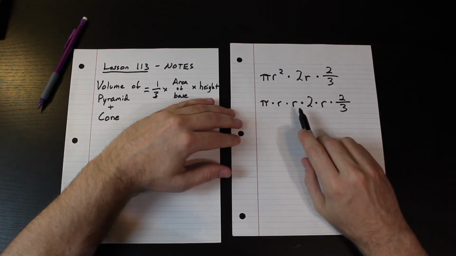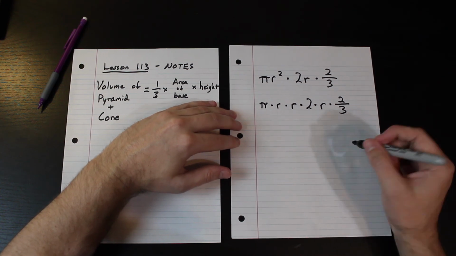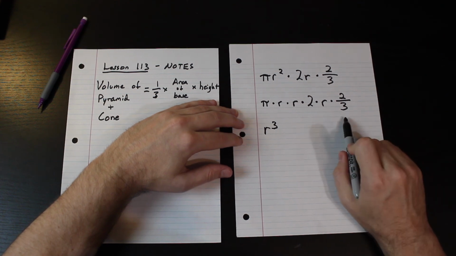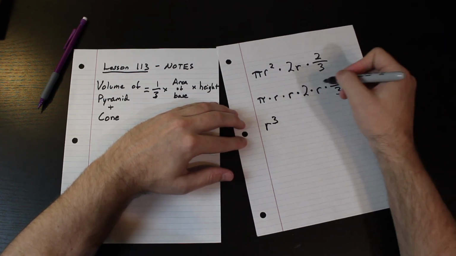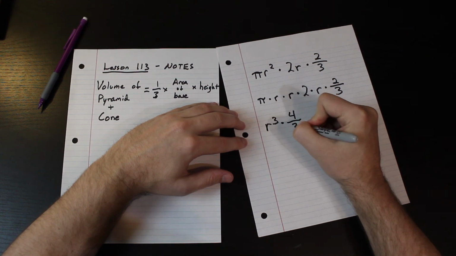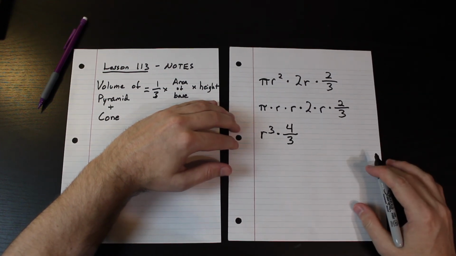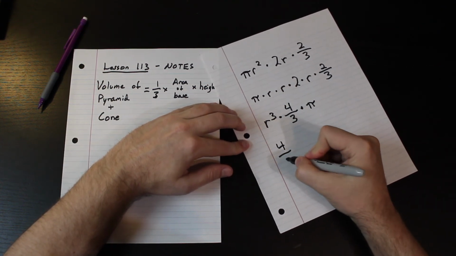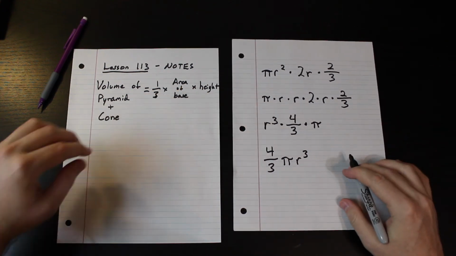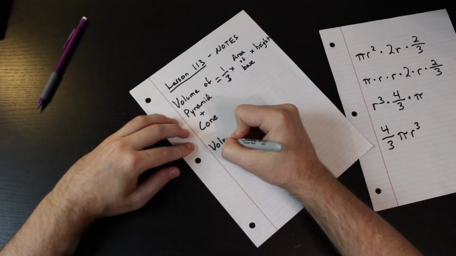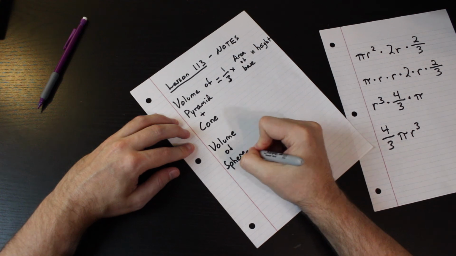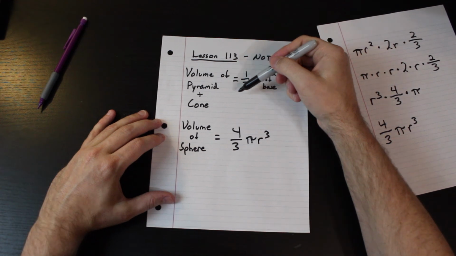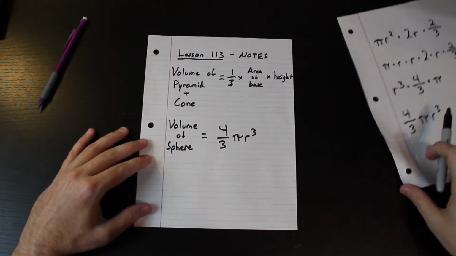We've got 3 r's here, so let's combine those to get r cubed. We've also got a 2 and a 2/3, so let's combine those to get 4/3. And then we have pi. So all together we have 4/3 pi r cubed. That's it. That's the formula for the volume of a sphere, and we derived it simply from the knowledge that it is twice the volume of a cone. Pretty cool.